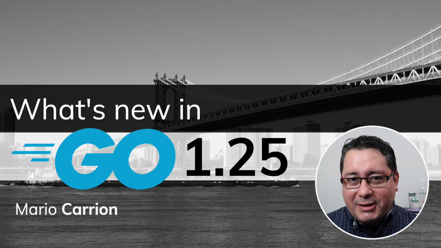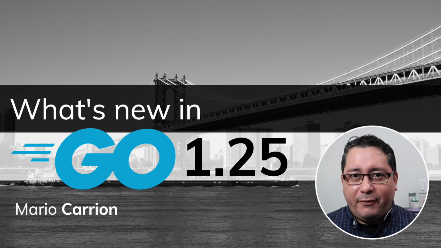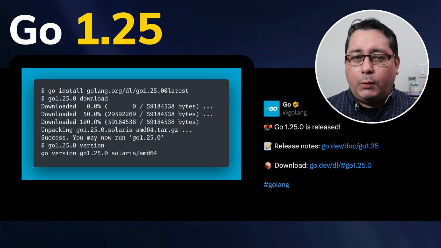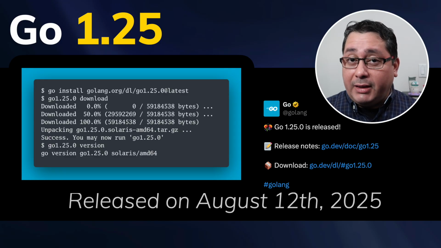Let's talk about the latest release, 1.25. Go 1.25 was released on August 12, 2025, and to date, all the major platforms already have an update that you can start using right away.